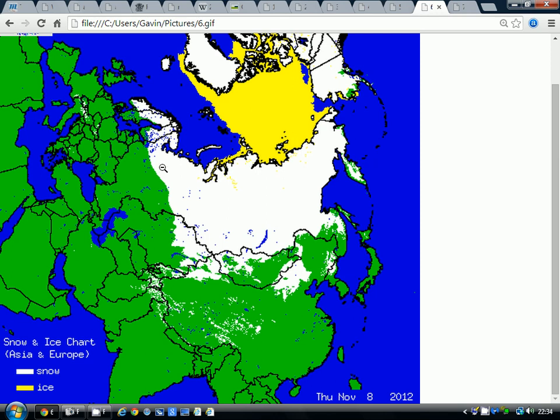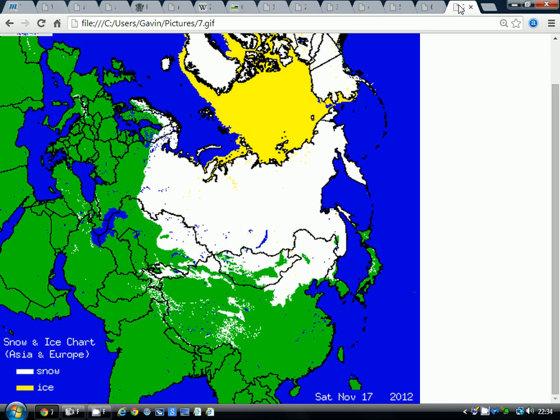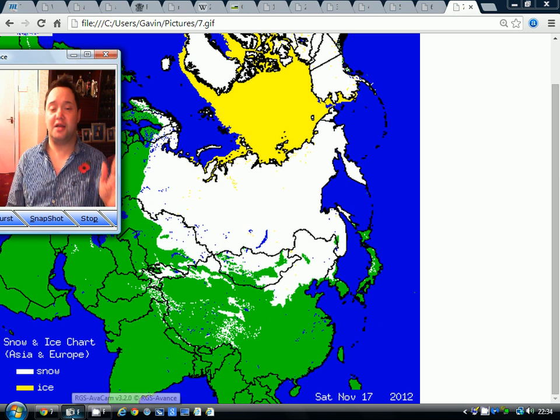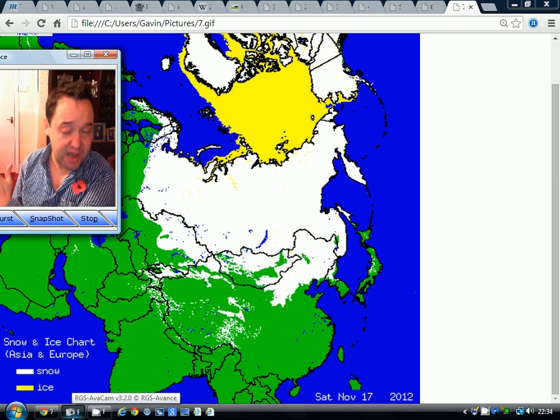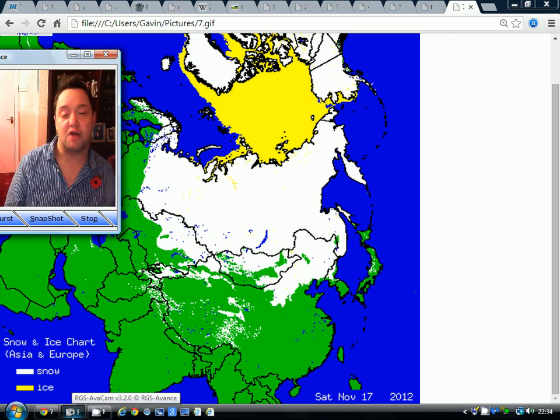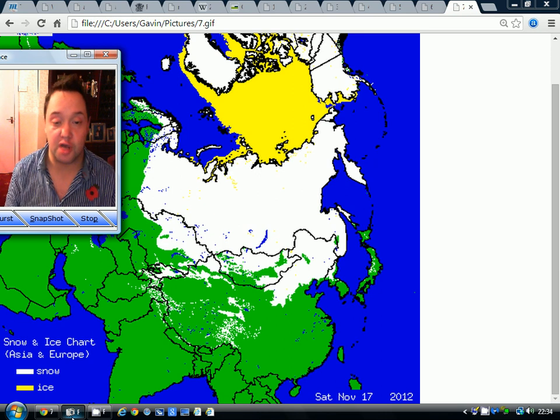So it did make an early advancement through October, particularly the second half of October 2012, but then it was pushed back by milder air as we went into November, and by the 17th of November, again, not great, even Scandinavia is losing a lot of that snow cover. So the fact that that happened tells us that when the snow cover makes an early advance across Russia and Scandinavia through October, it is very liable to be pushed back.